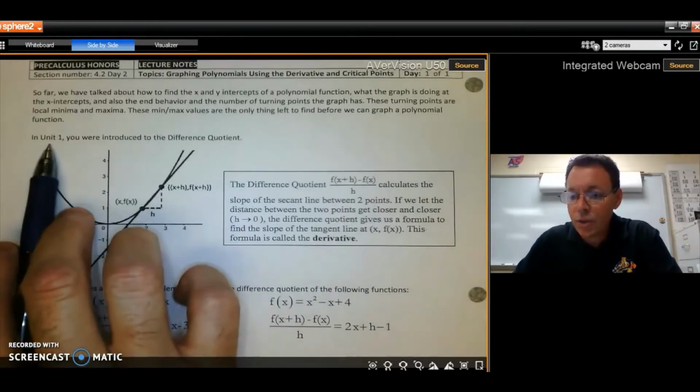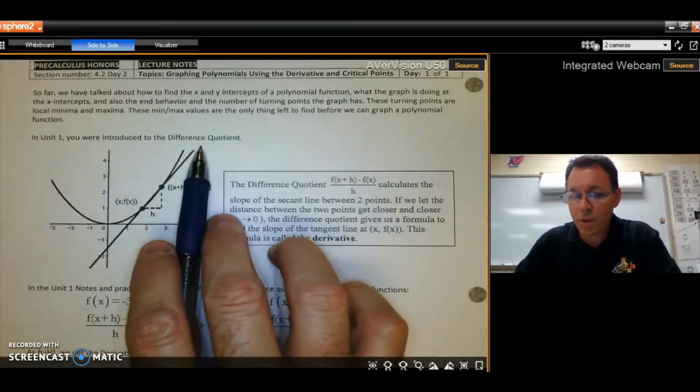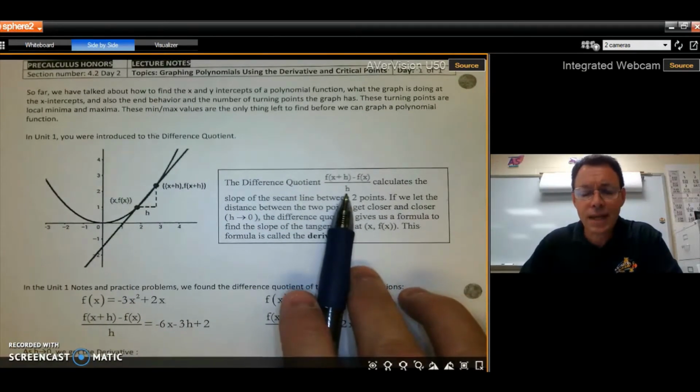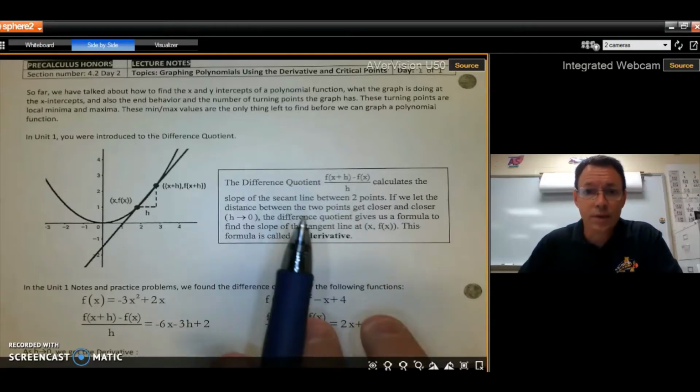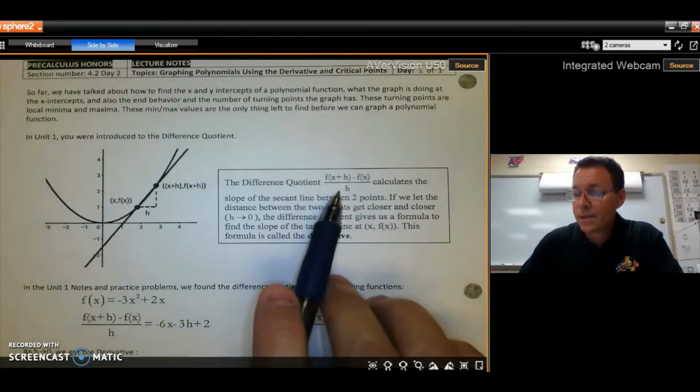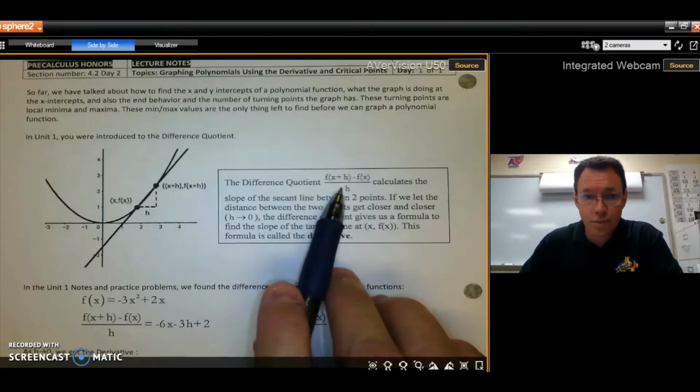Now, in Unit 1, we talked about something that was called the difference quotient. And you may remember this function right here. And I told you that this is calculus. This is going to be calculus that we're going to be using to find these minimum and maximum values. This difference quotient is just the slope formula.